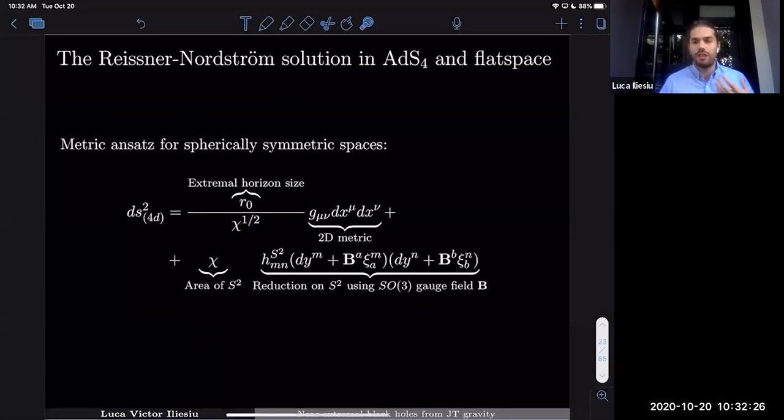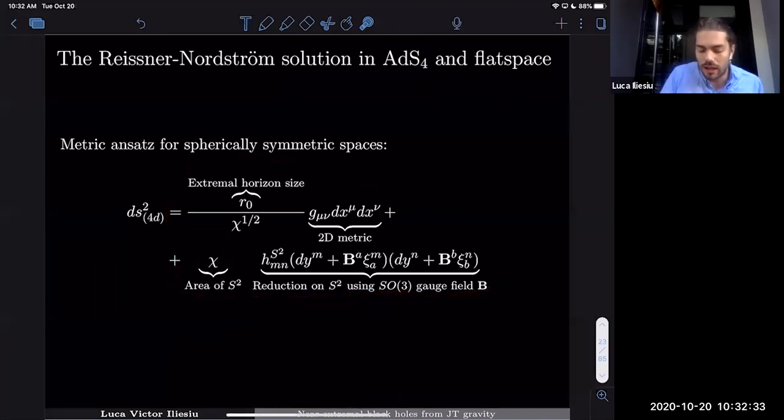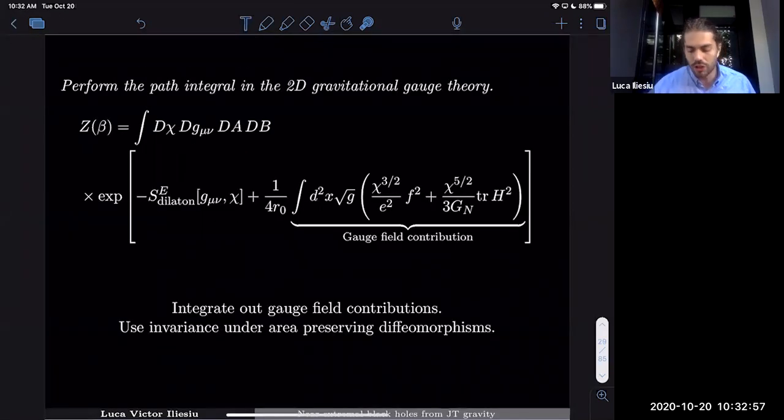You can rewrite the Kerr-Newman metric in the following form, where your SO(3) gauge fields are turned on to a non-trivial profile that breaks the SO(3) isometry of the sphere down to a U(1). So essentially, you could say that the Kerr-Newman solution is exactly like the Reissner-Nordström solution, but you have some non-trivial profile for the SO(3) gauge field. Good.